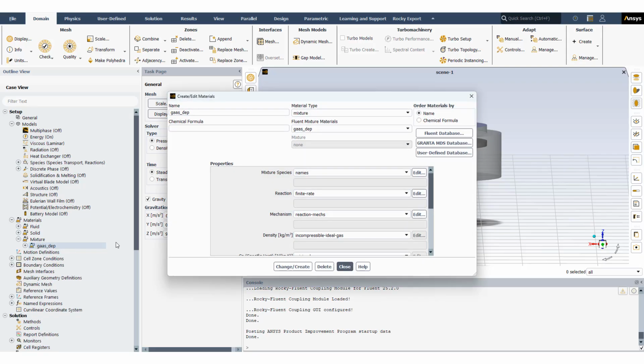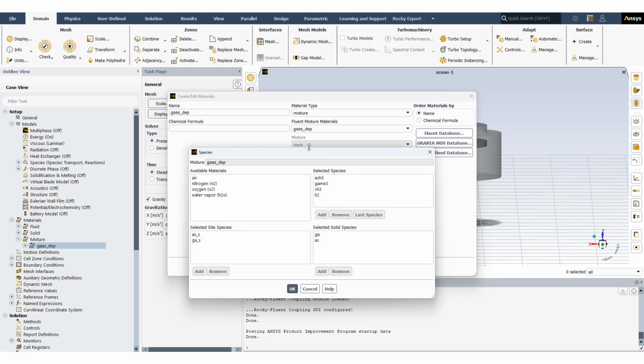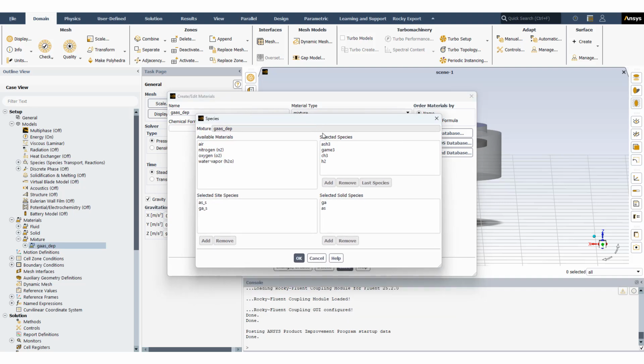If I open up here, you can actually see the setup where we have the selected species that are participating in the gas phase, and we also have the site species and the solid species that only appear on the disk itself.